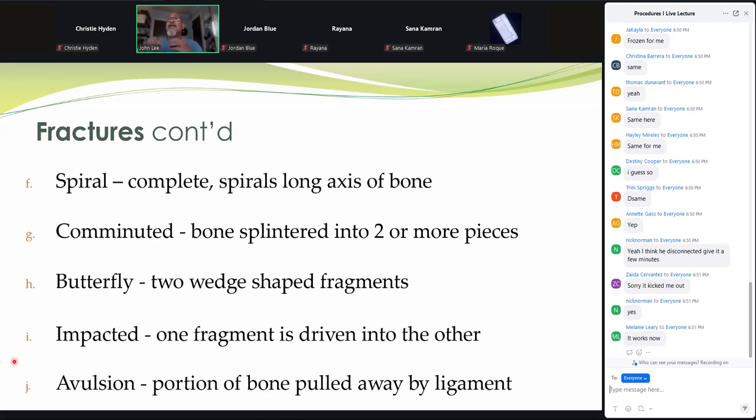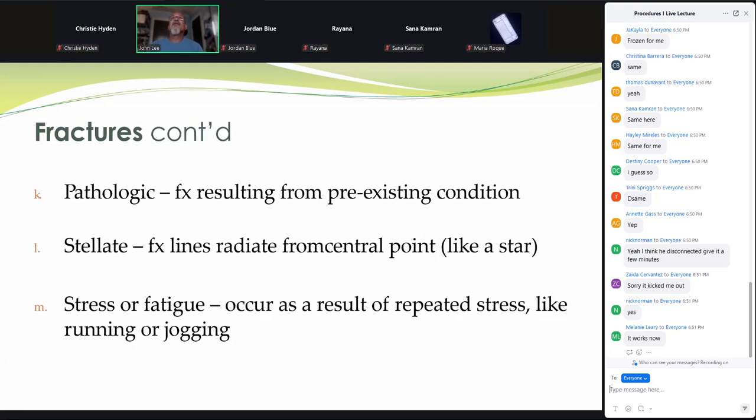Impacted is when we have one fragment driven into another. Avulsion fractures are involved when a tendon or a ligament, it's actually a ligament, pulls a portion of the bone apart. Pathologic fractures are fractures that result from a pre-existing condition. So if the patient has something that causes the bone to be weak, normal everyday things that would normally not cause a fracture or an injury could result in a fracture.